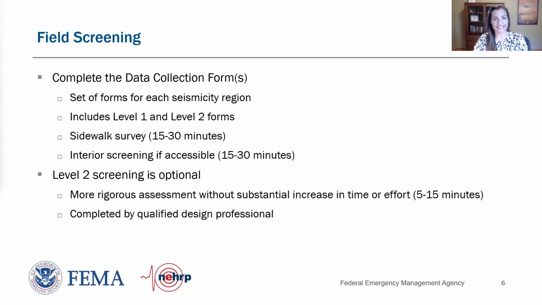For the field screening, we're going to want to complete the data collection form. There's 5 sets of forms, one for each seismic region. So that's very high, high, moderately high, moderate, low. And for each of these seismic regions, there's a different set of forms that just includes different scores. There's a level 1 form and then the optional level 2 form.